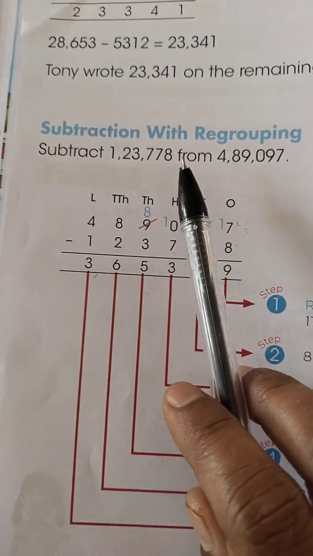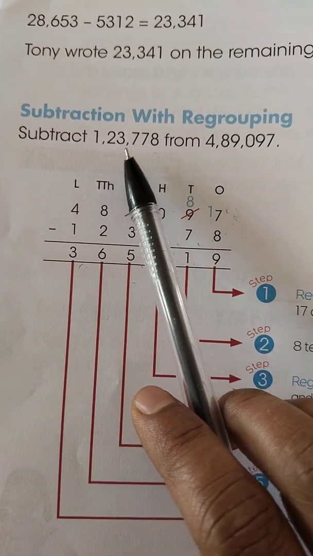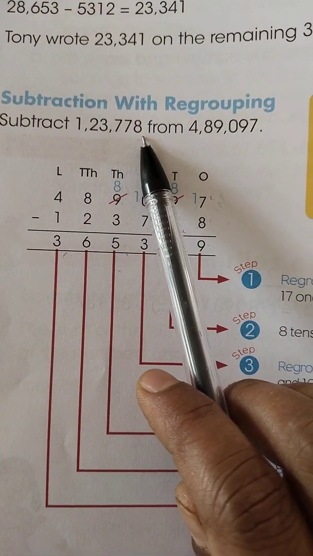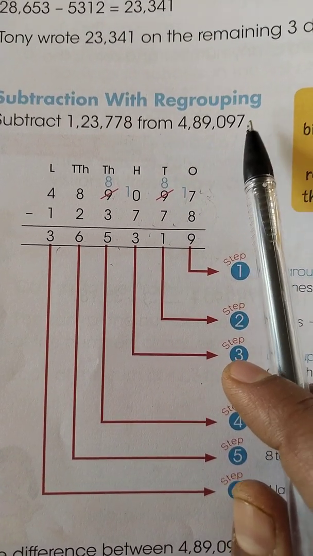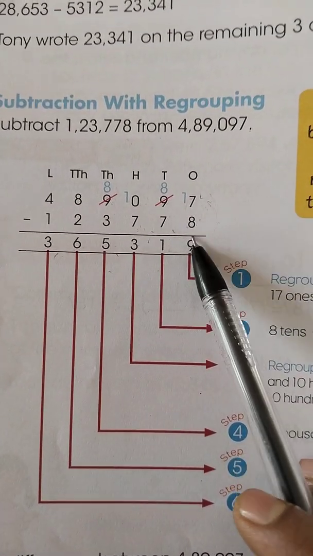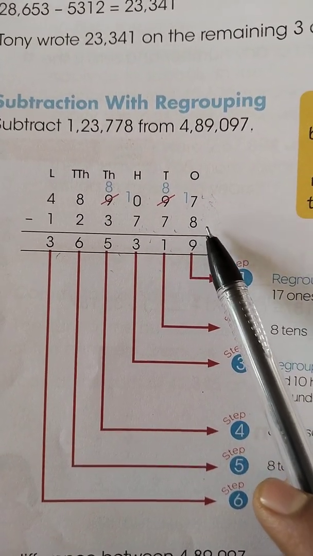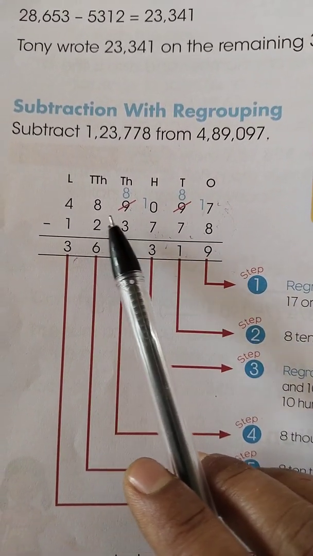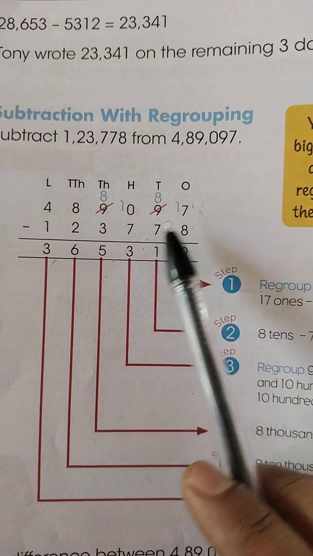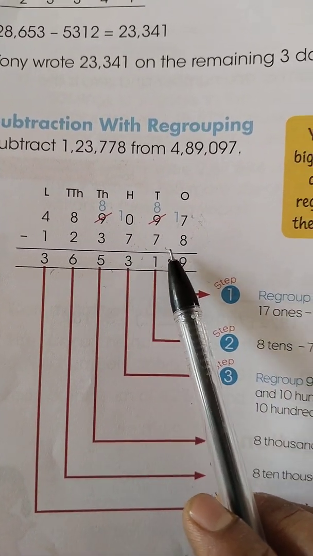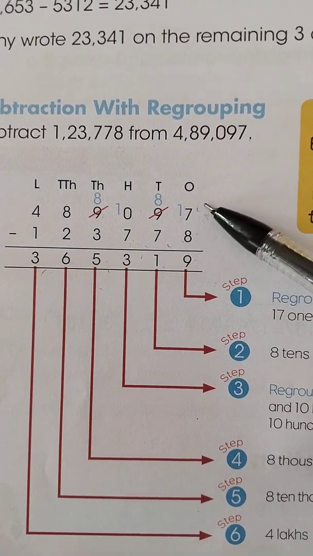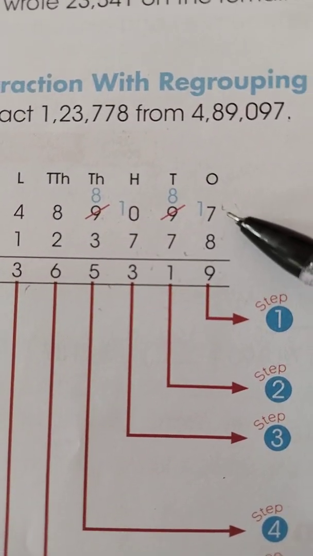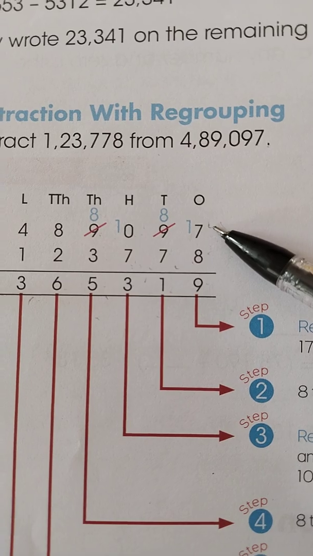Let's take another example. Subtract 1,23,778 from 4,89,097. So, children, arrange the numbers. Write the bigger number first, smaller number next. That is your 4,89,097, then 1,23,778.